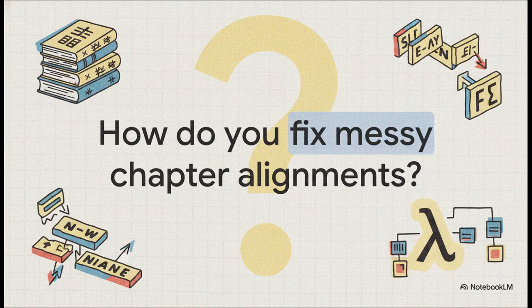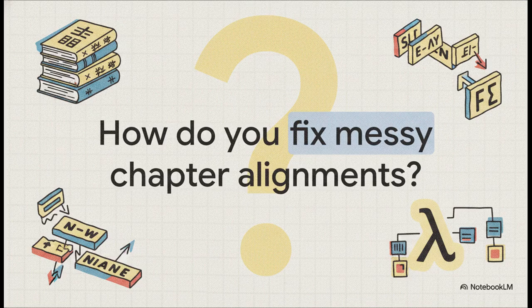Think about your own projects for just a second. How do you usually fix messy chapter alignments when you're generating documents? I mean, it can be an absolute nightmare, right? Just a total mess of edge cases and wildly varying text lengths. Well, let's really dive into this, because this exact question was the whole catalyst for today's code exploration.